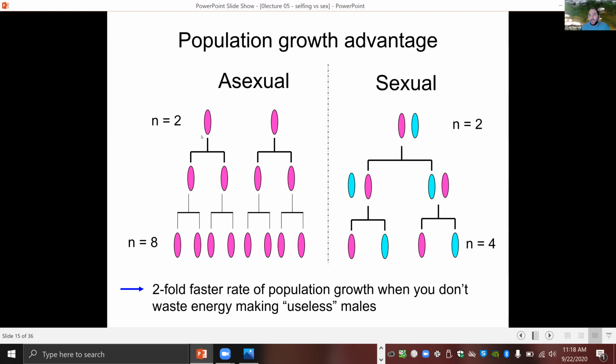So there's a population growth advantage. So you can have much faster population growth to take advantage of some kind of resource if you're an asexual organism. So your 2-fold faster rate of population growth means that you don't waste energy on useless males. Sorry, guys. Okay, but I'll make the argument later that maybe there is something useful about sexual reproduction after all.